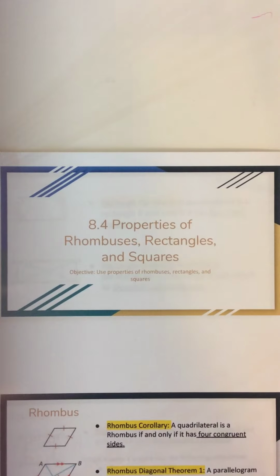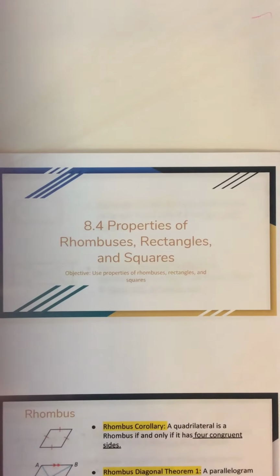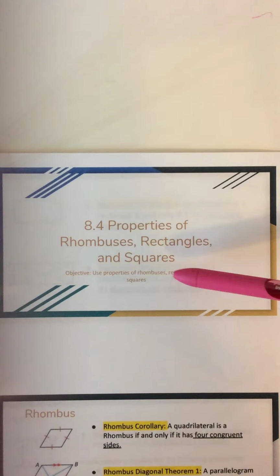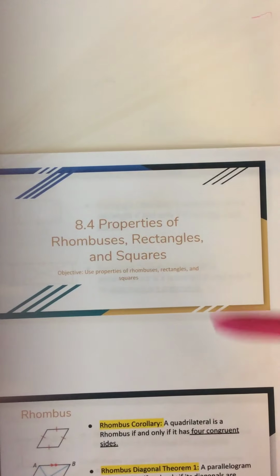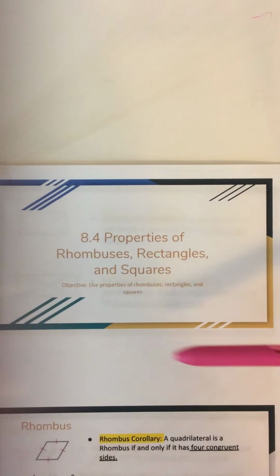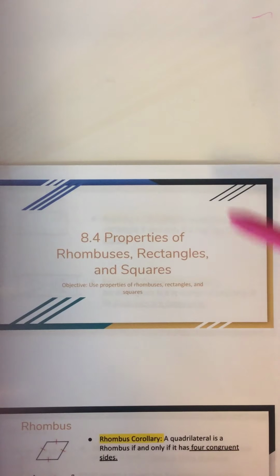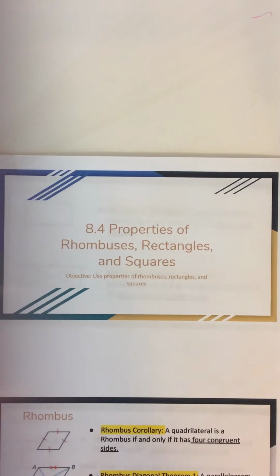Alright, so today's lecture video is covering section 8.4, Properties of Rhombuses, Rectangles, and Squares. And basically, as we're going to find out today, these are just special types of parallelograms. They're all still quadrilaterals, they're all still just four sides, but they're very specific types of parallelograms. So to start, we have a bunch of definitions and theorems.